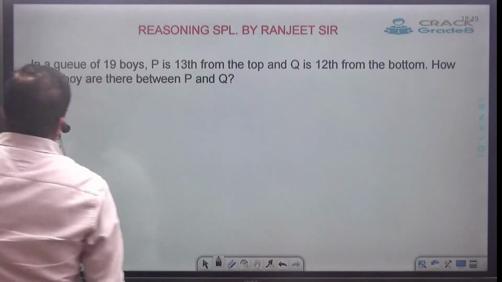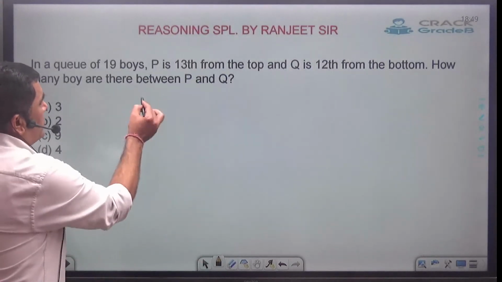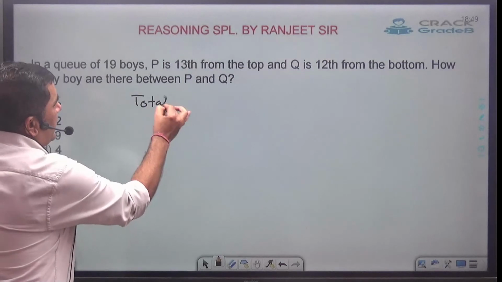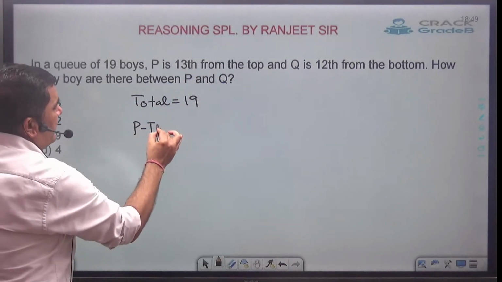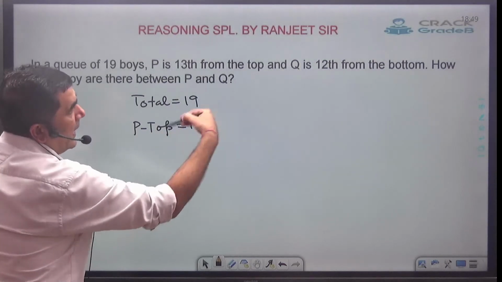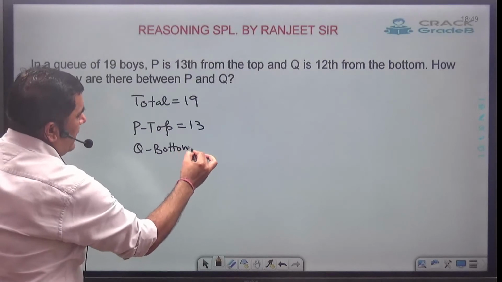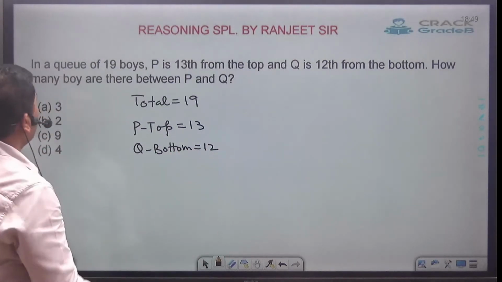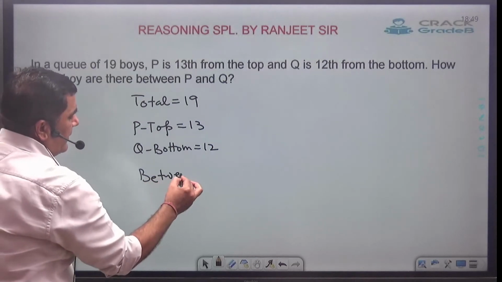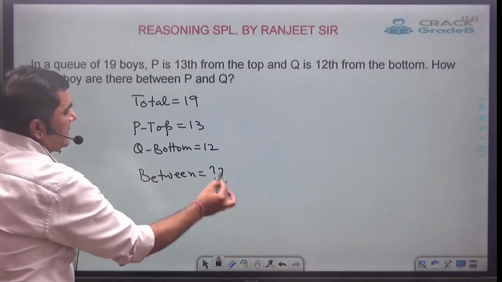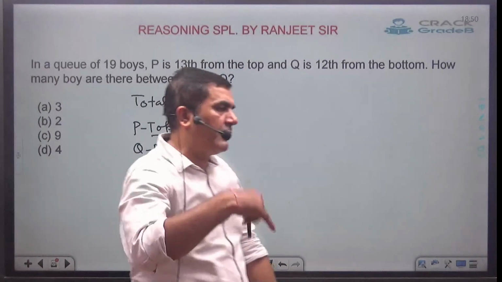Okay. Start. See here they are saying in a queue of 19 boys, so total is given to be 19. P is 13 from top, so P from top is given to be 13. And Q is 12 from bottom, so Q from bottom is given to be 12. Now they are asking how many boys are there between P and Q. So one position is given from top, the other is given from bottom, which means position has been given from the opposite side.